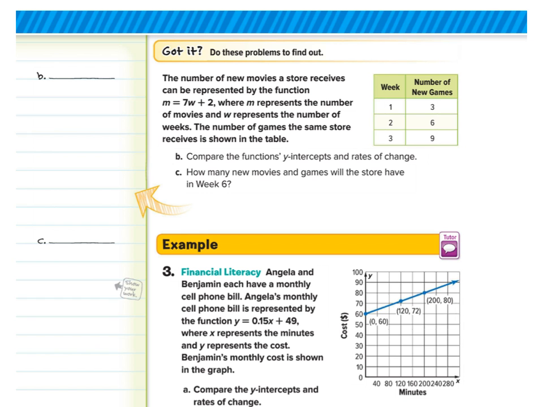The number of new movies a store receives can be represented by the function m equals 7w plus 2, where m represents the number of movies and w represents the number of weeks. The number of games the same store receives is shown in the table, so we're comparing movies to games. Compare the functions' y-intercepts and rates of change. So let's take this one step at a time. Let's start off with the y-intercepts.